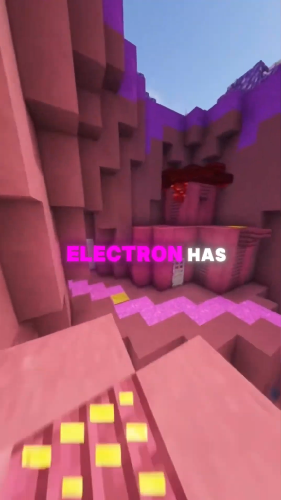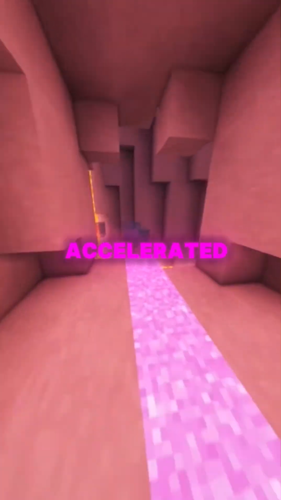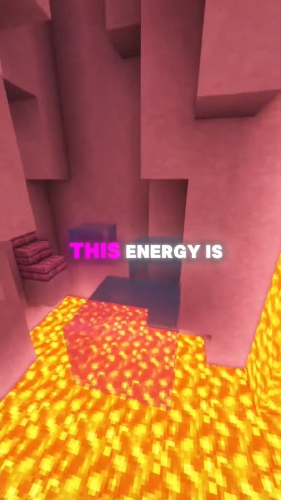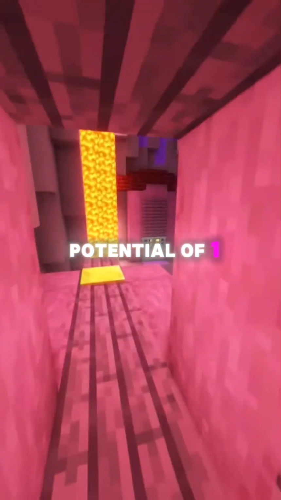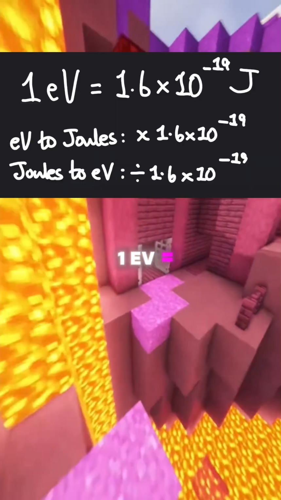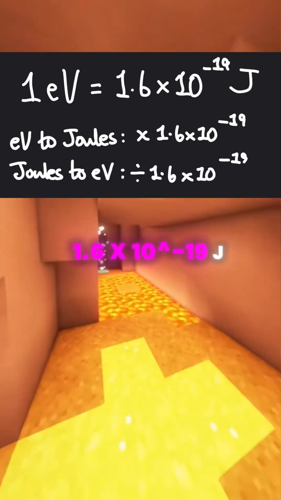A stationary electron has electric potential energy. When an electron is accelerated between two electrodes, some of this energy is converted into kinetic energy. 1 electron volt is the kinetic energy needed to accelerate an electron through a potential of 1 volt. 1 eV = 1.6 × 10^-19 J.